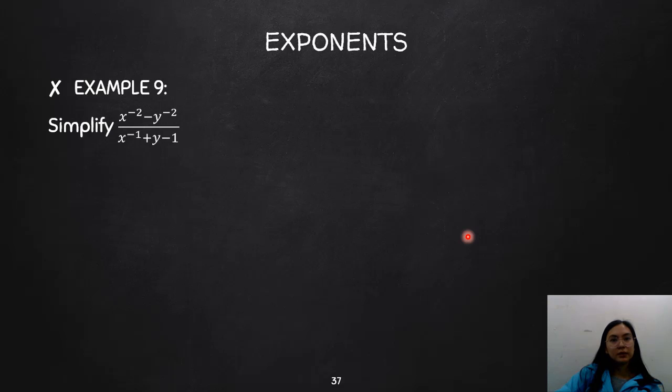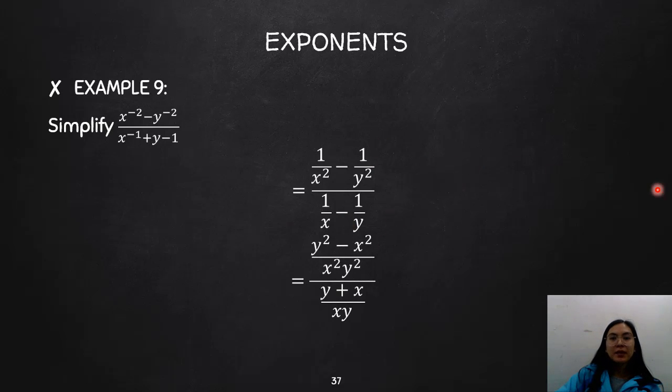So going back, x raised to negative 2 will be equal to 1 all over x squared minus 1 all over y squared divided by 1 all over x minus 1 all over y. Tapos ito isi-simplify po ulit natin, di ba? Such that, i-combine natin sila. You will have y squared minus x squared divided by x squared y squared all over y plus x divided by x times y. Tapos isi-simplify po ulit natin to.